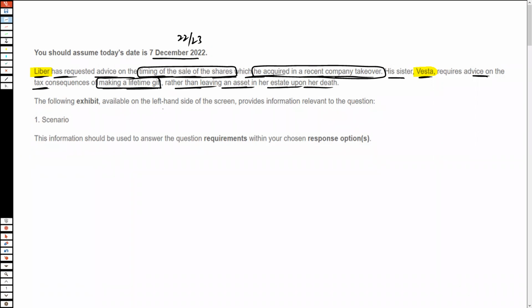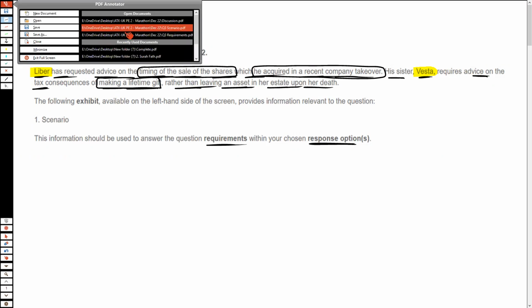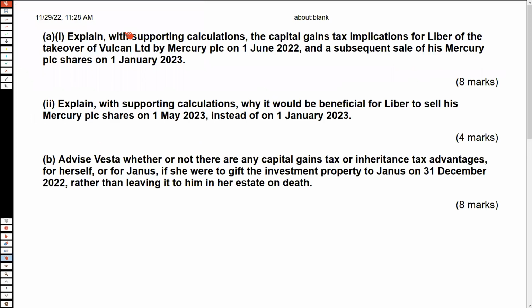The following exhibit available on the left hand side of the screen provides information relevant to the question scenario and then requirement and response options. So here's a basic background. Now again, moving towards the requirements, the first requirement is for 8 marks, second requirement is for 4 marks, and this is how a 20 marks question is designed.